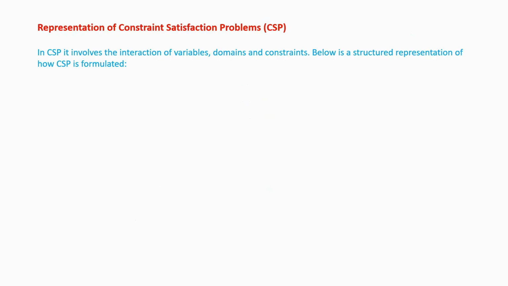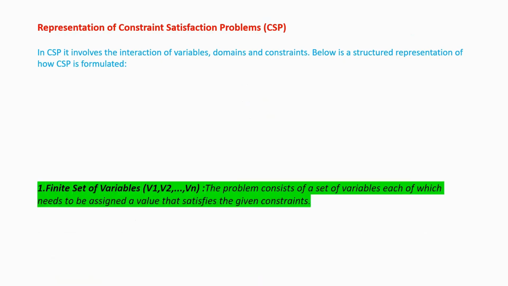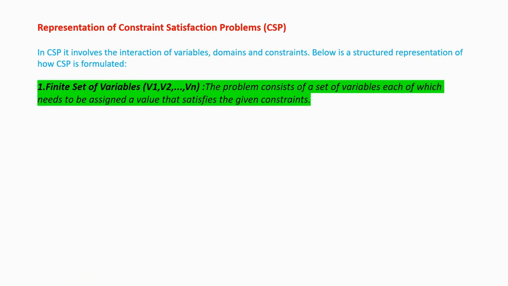So first, a finite set of variables. We can have V1, V2, up to Vn, right? The problem consists of a set of variables, each of which needs to be assigned a value that satisfies the given constraints. The problem begins when we define a set of variables. Each variable is an entity for which a value needs to be assigned. So the goal is to find values for all those variables that satisfy the given constraints, right?